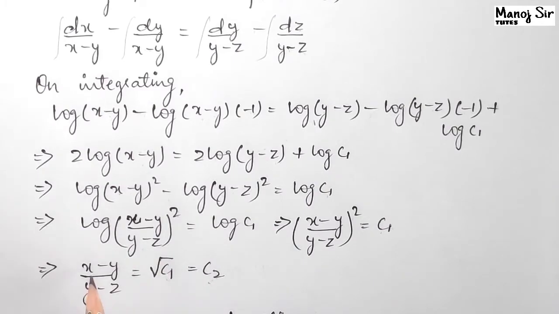Now c2 is equal to what? X minus y upon y minus z. This is u. Okay, and u is a function of x, y and z. So after finding u, we'll find v.